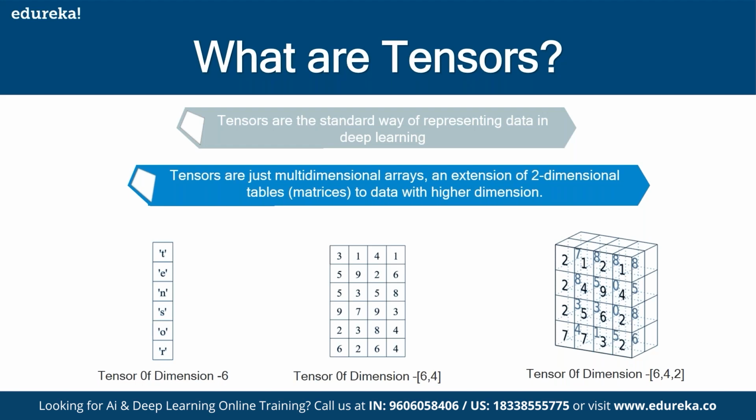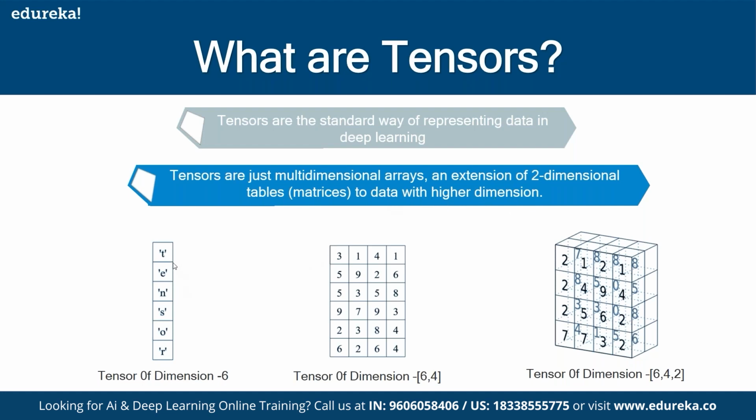And because of those two important reasons, we'll be representing all the data in terms of tensors while working with deep learning. Now this tensor, as I mentioned, it's similar to NumPy array. It's a multi-dimensional array, and it's an extension of two-dimensional tables matrices to data with higher dimension. It's a multi-dimensional array, guys.